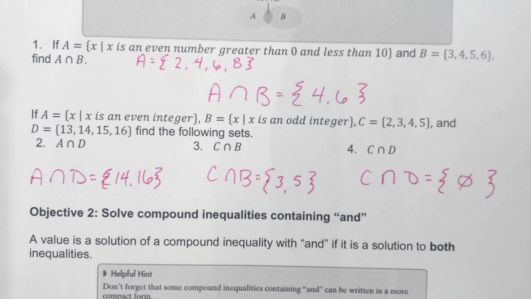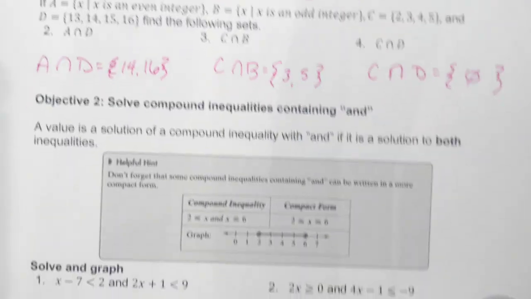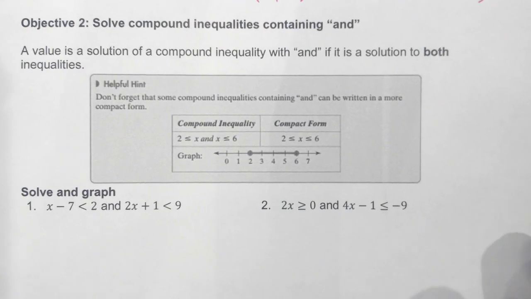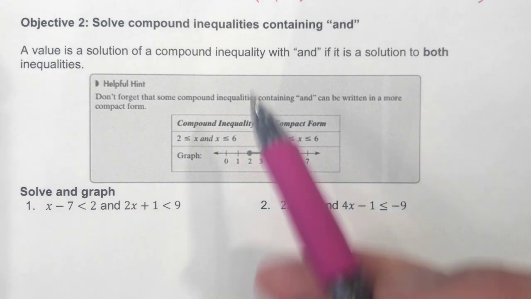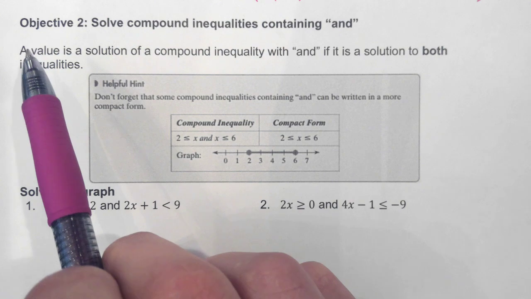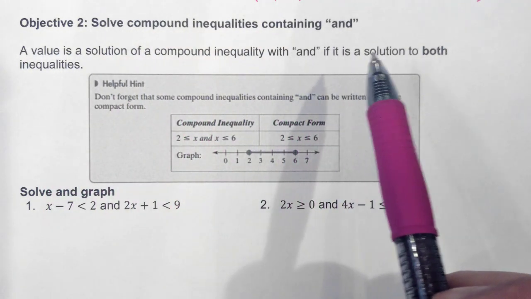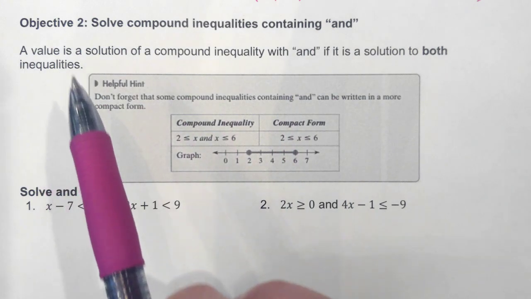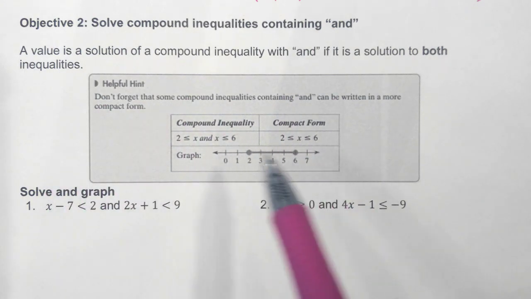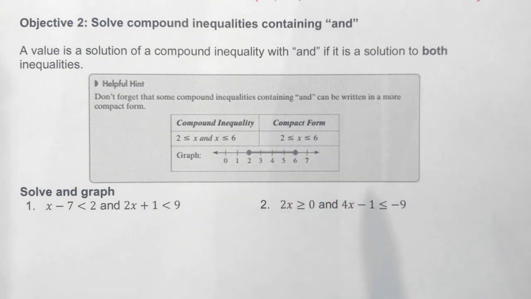So there's some set notation. This is going to build on itself with compound inequalities, specifically compound inequalities containing "and." Tomorrow we'll be doing "or" statements, so don't worry about that yet. A value is a solution of a compound inequality with "and" if it is a solution to both inequalities. Also, if our graph ends up looking like this, we're going to write it in compact form.